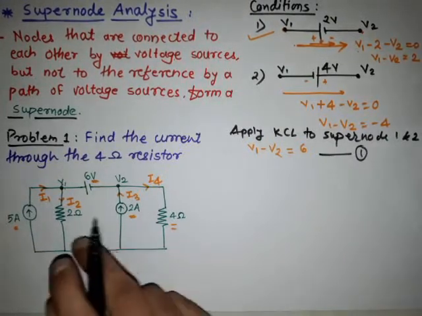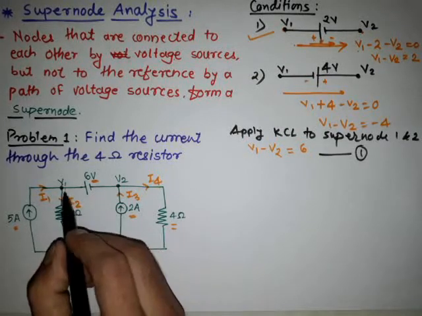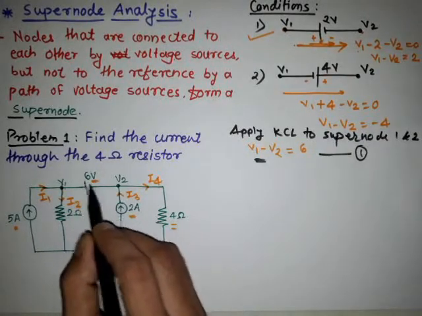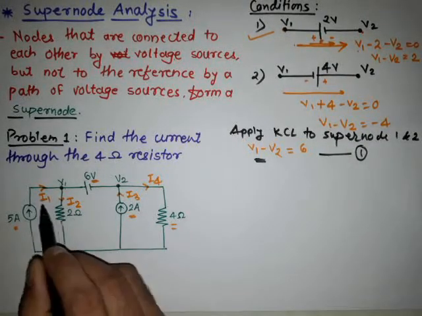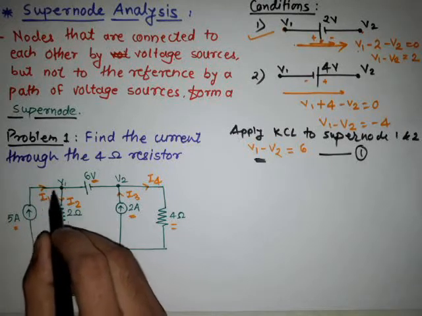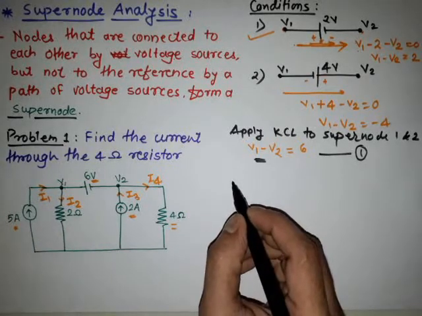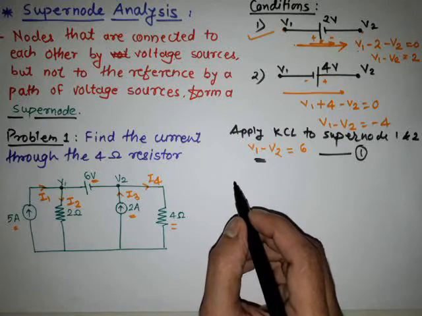Then we have to apply the KCL at the supernode, 1 and 2. This is the final equation, the voltage between the two nodes. But now we are applying the KCL for the different currents. So see here, I1 current is coming to the node, so I am considering it positive, because we are considering the incoming current as positive and the outgoing current as negative.